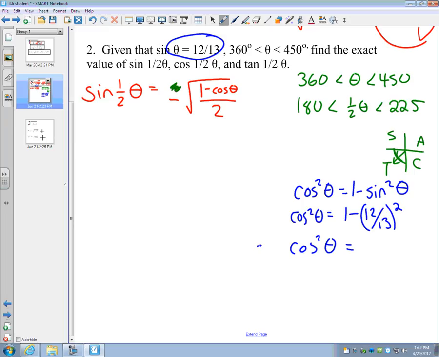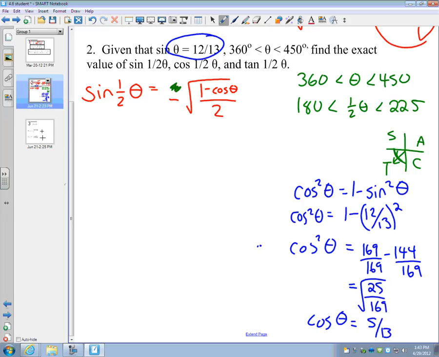So cos squared theta is equal to 13 times 13 is 169, so I have 169 over 169 minus 144 over 169. That is 25 over 169. Square rooting 25 over 169, I'll just do all the steps here, that is equal to 5/13. So we got cos of theta is equal to 5/13.